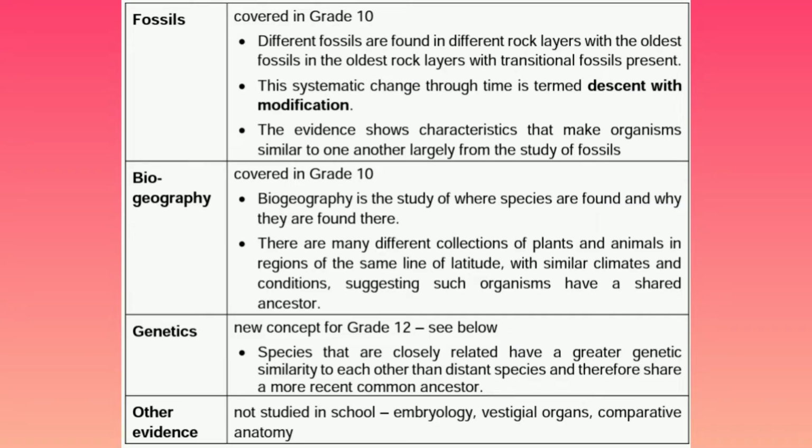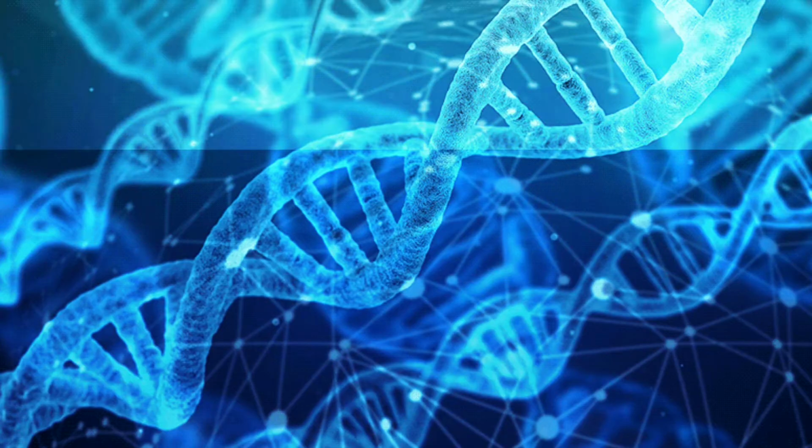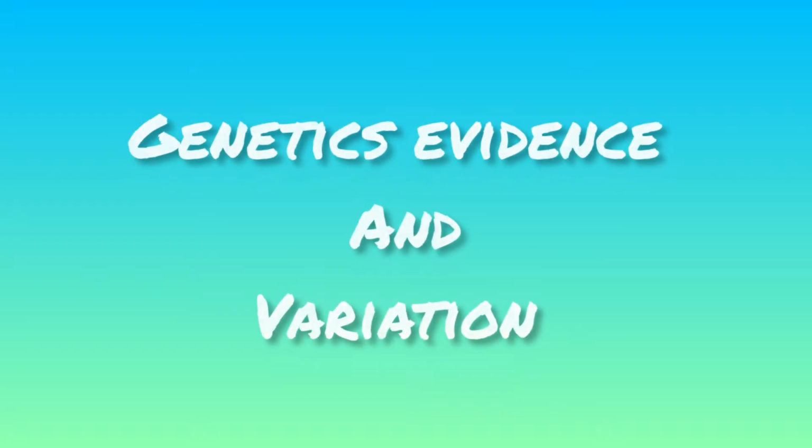Current evidence of evolution includes fossils, biogeography, genetics, and other evidence such as embryology and comparative anatomy. Topics like fossils and biogeography were covered in your grade 10 curriculum, so if you want more in-depth coverage on that, I would suggest looking over your grade 10 textbooks. But today we'll be mainly focusing on the genetic components of evolution.